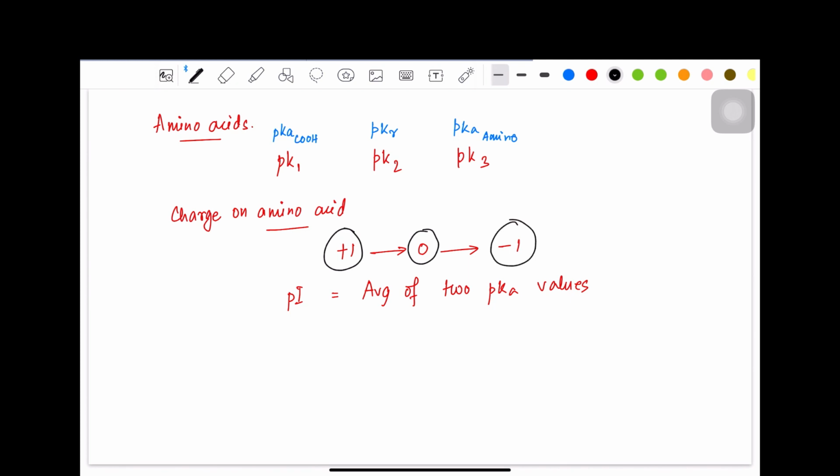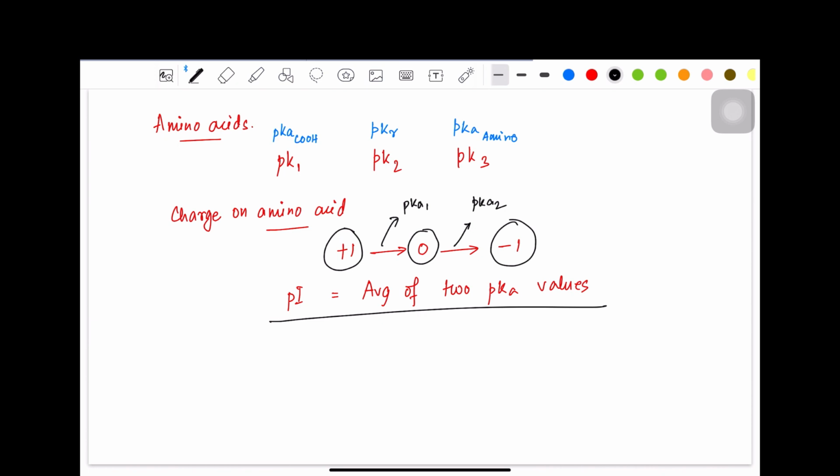So we have to consider this region in the titration curve, and then we have to calculate the Pi from these two pK values. Suppose this is pK1 and this is pK2, the two pK values which are responsible for this change of charge on the amino acid, that is from +1 to 0 to -1. Those two pK values we have to consider, and the Pi will be the average of these two pK values. The other pKa value we are not considering for calculation of the isoelectric point.